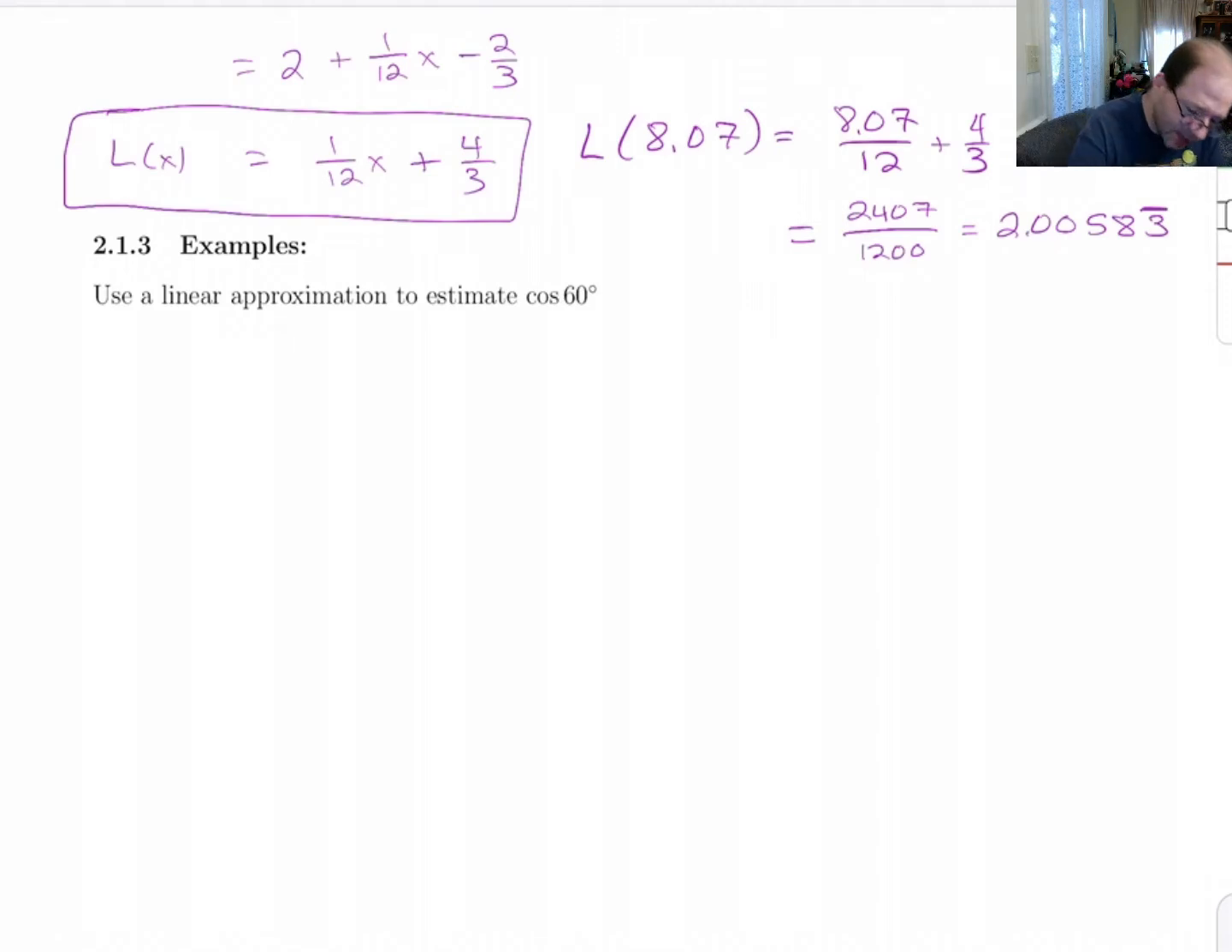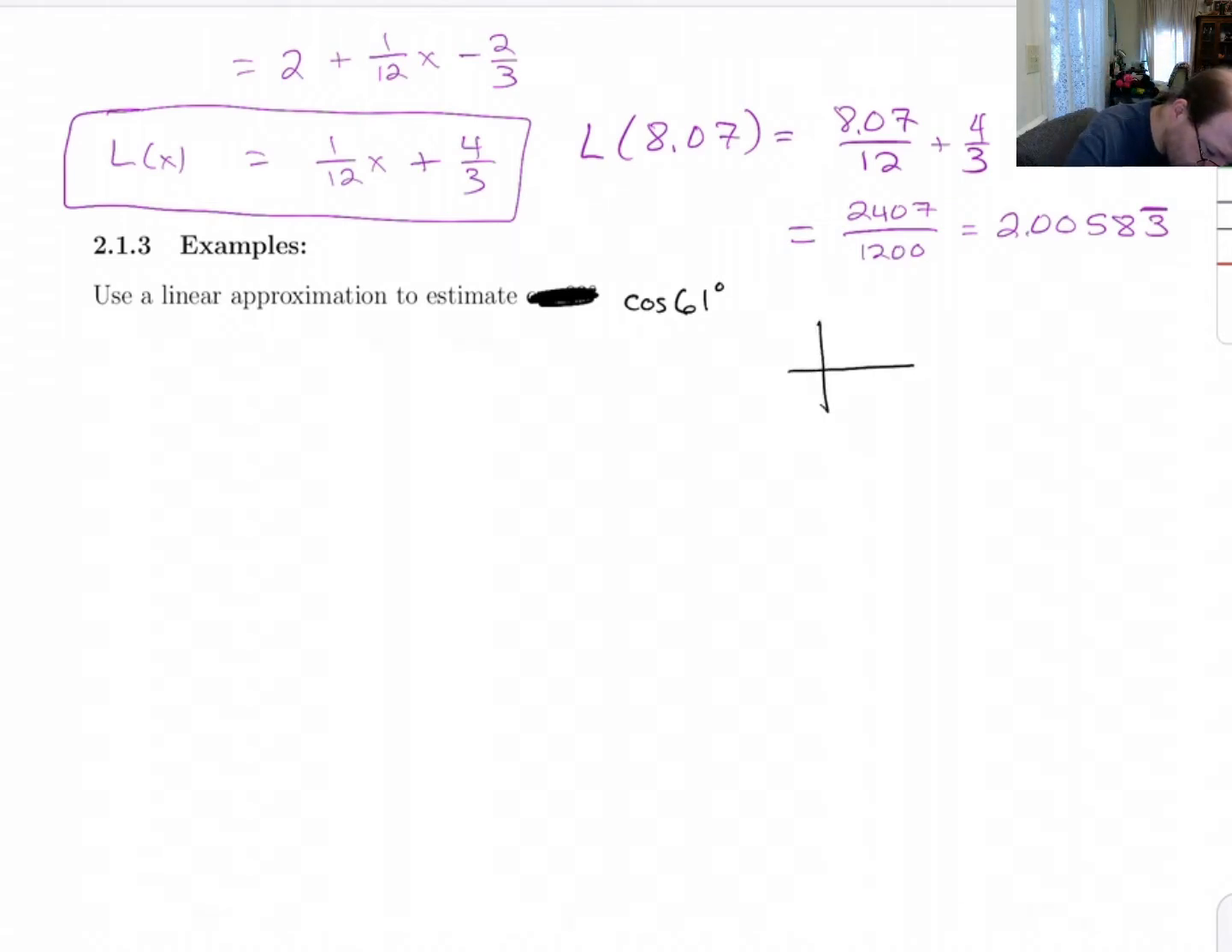All right, let's look at this example. Use a linear approximation to estimate cosine of 60 degrees. This is a typo. Cosine of 60 degrees is 1/2. So let's make it cosine of 61 degrees. All right, 60 degrees is going to be our A, the nearby number.